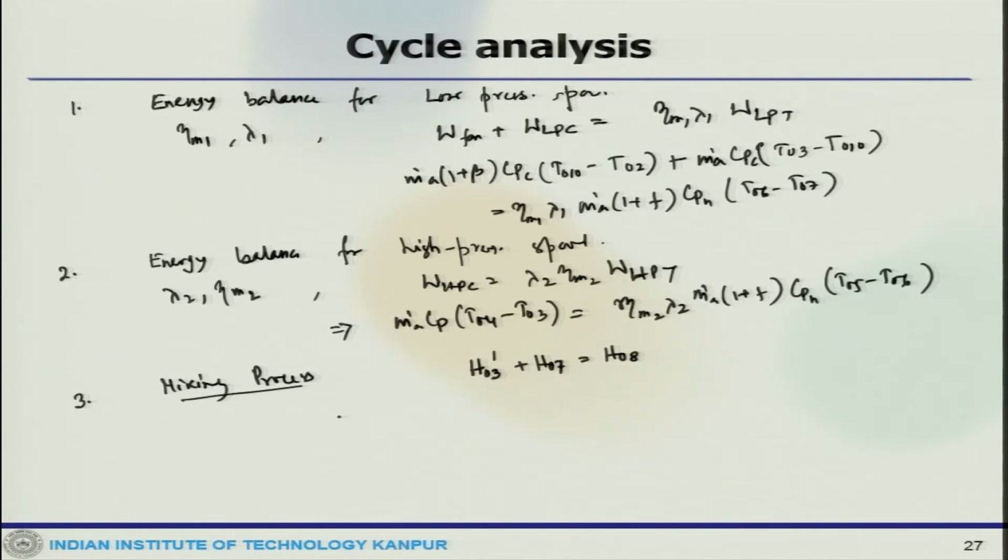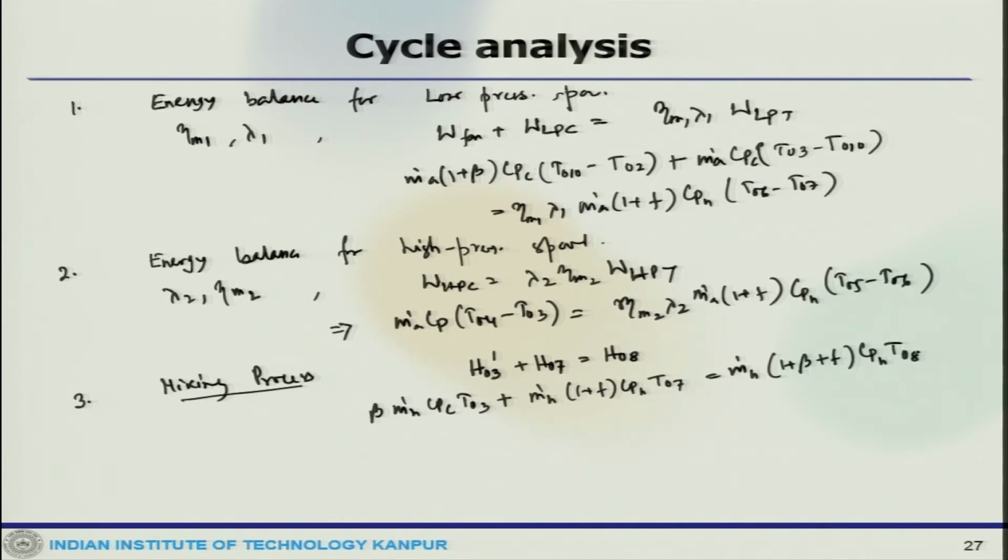So, we write: beta m dot h CPC T naught 3 plus m dot h (1 plus f) CPH T naught 7 equals m dot h (1 plus beta plus f) CPH T naught 8.